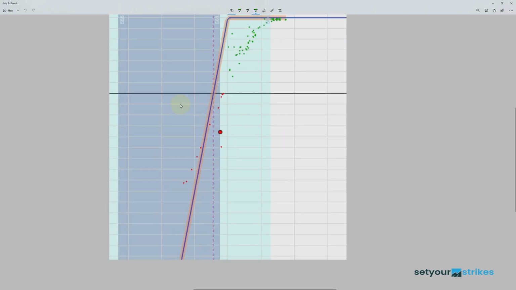Okay, so we've got this dotted line here. This is our break even. We're above our break even, so we should have a positive P&L, but it's showing a negative P&L. If this is our line, we should probably intersect here somewhere. That dot at expiration should always be on our P&L curve at expiration, right?